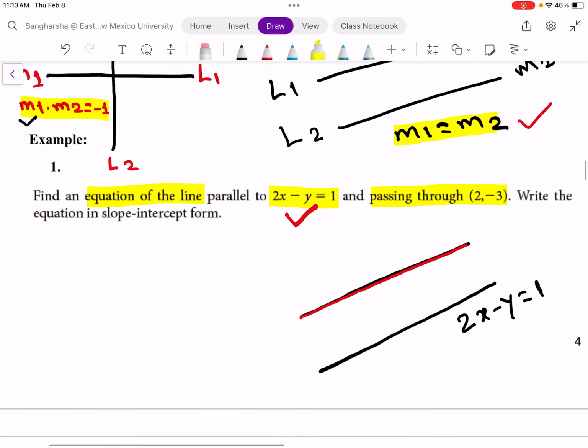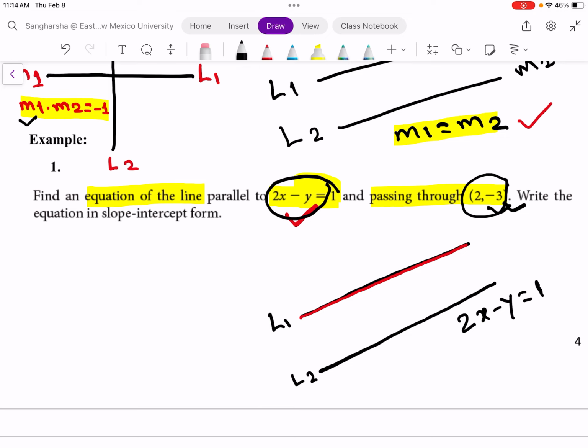In which line? Let me call this line 1. This is our second line. Now where do we find this point? Is it on the first line or the second line? Now let's read one more time. We need to find the equation of a line parallel to this line and passing through (2, -3). So which line has the point (2, -3), the first one or the second one?